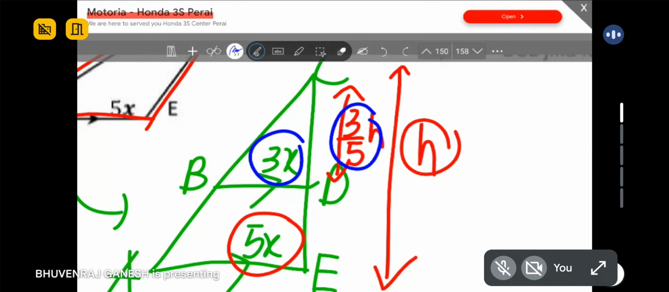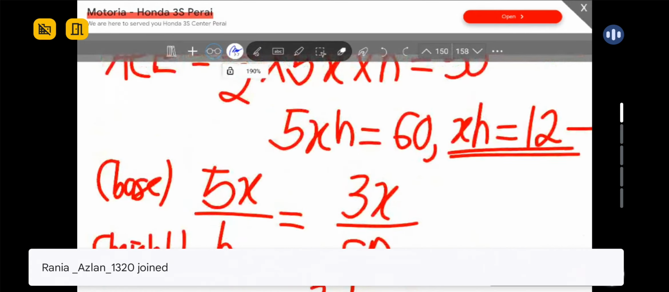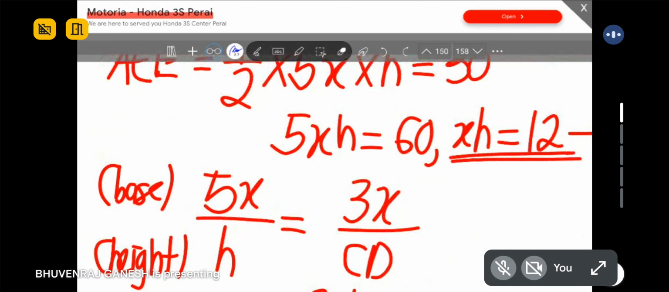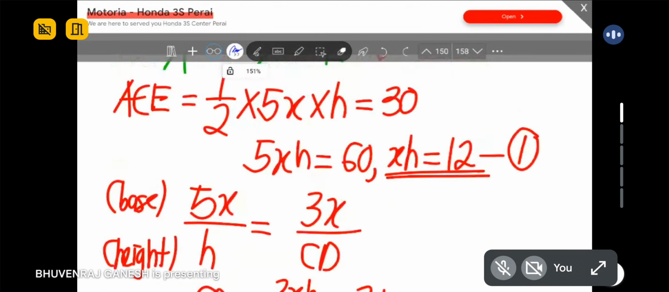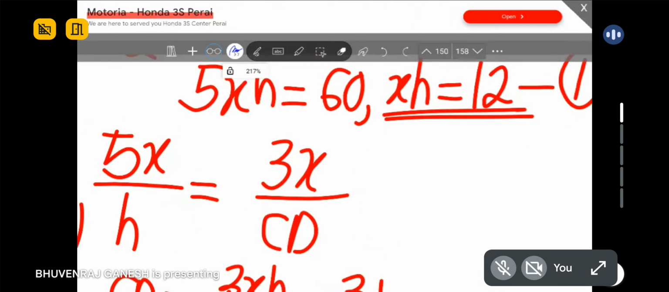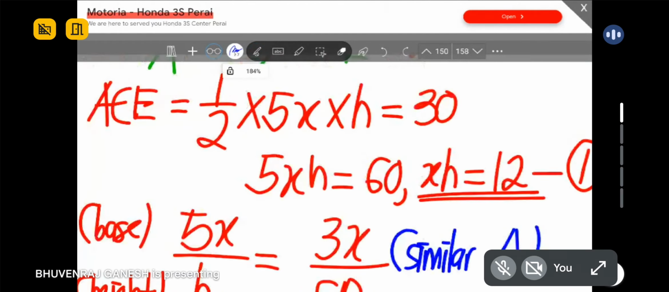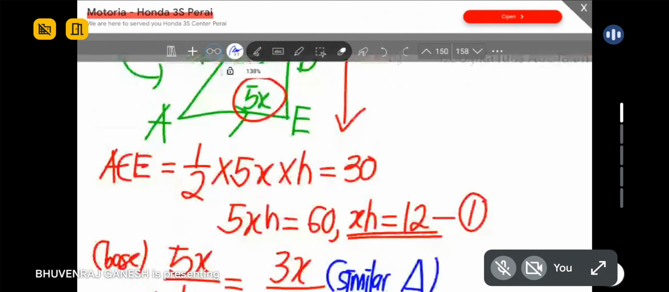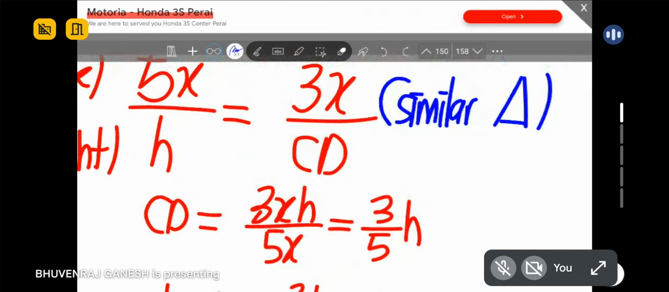You're comparing 3x with 3 over 5h. So this is the second triangle. So that's how I get the formula over here. Can you see that? 5x over h equal to 3x over CD. Can? So this is the most important concept. This is the concept of similar triangle over here. Segitiga serupa. Okay? Can? All of you? Dapat? So from here, you can actually solve the equation and get the CD length already. CD is equal to 3 over 5h.